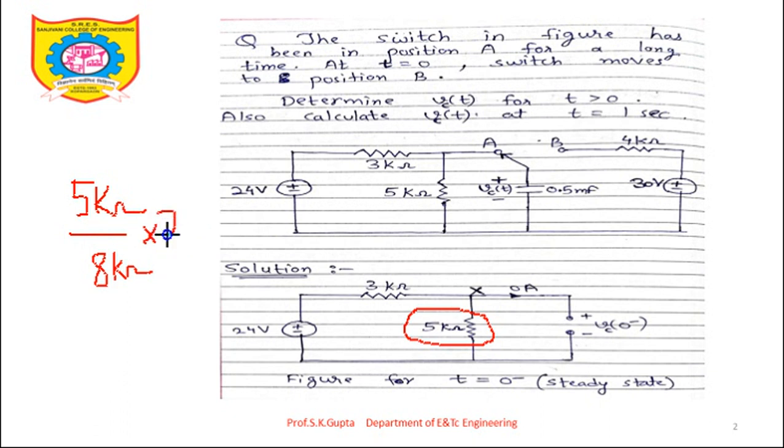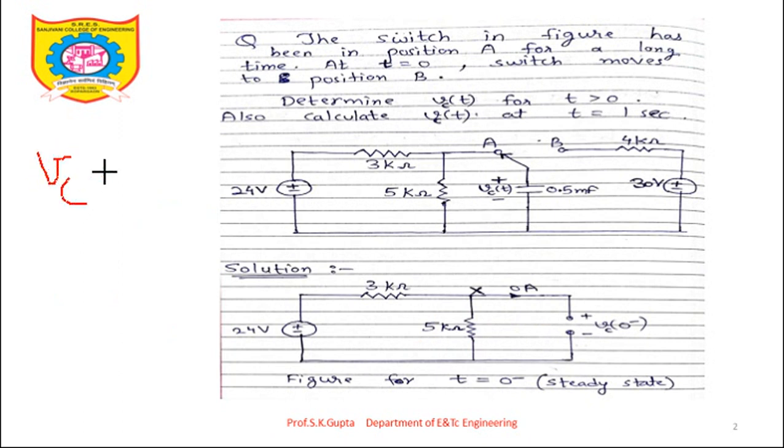Total voltage is 24. So 24 by 8 is 3, and the kilo also cancels out. So 5 into 3, 15 volt. The voltage across the 5 kilo ohm is 15 volt. Now this 5 kilo ohm and this VC0 minus branch are connected in parallel. In parallel, voltages are the same. So I got the value of VC0 minus as 15 volt.